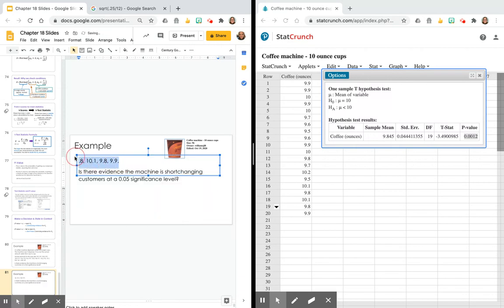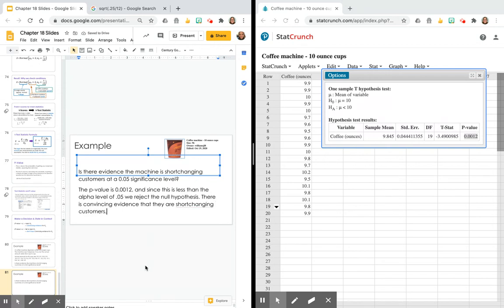For this one, is there evidence that they're short-changing? The p-value is 0.0012. And since this is less than the alpha level of 0.05, we reject the null hypothesis. There is convincing evidence that they are short-changing customers. So since it's small enough, we reject the null. That's the hypothesis test, start to finish. Let me know if you have any questions after watching.